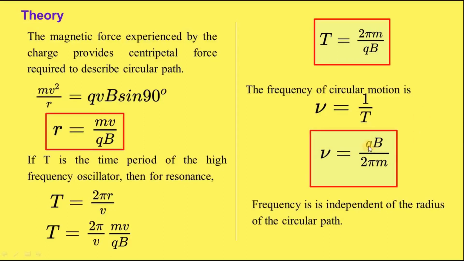Here we see that charge is a constant, B is a constant, mass of the particle is a constant. That means the frequency is independent of the radius of the orbit.